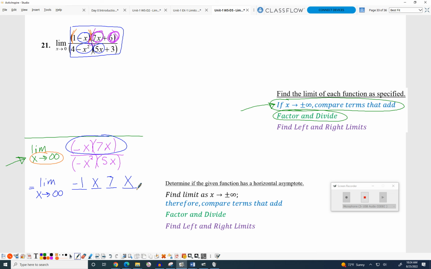So I'm going to put a negative 1 on the bottom. I'm going to put one of these x's here. I'm going to put the other x here. I'm going to put a 1 there, and I'm left with a 5 on the bottom. And I'm also left with an extra x on the bottom. Like that.